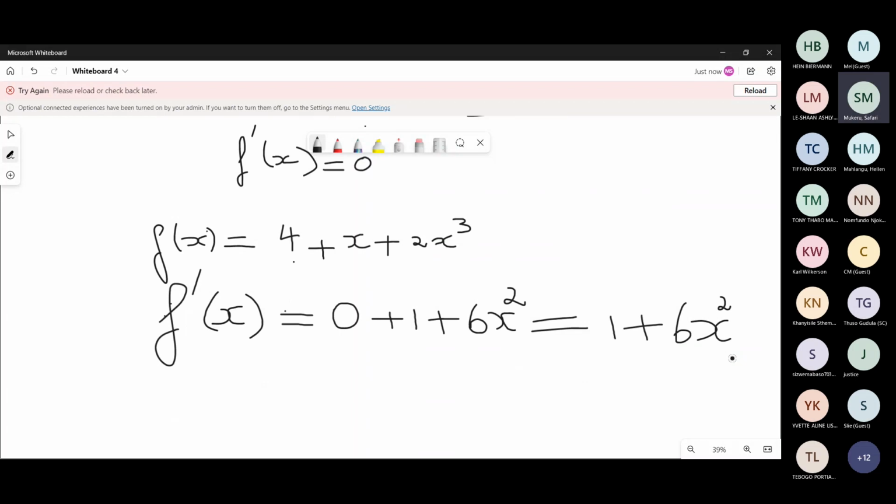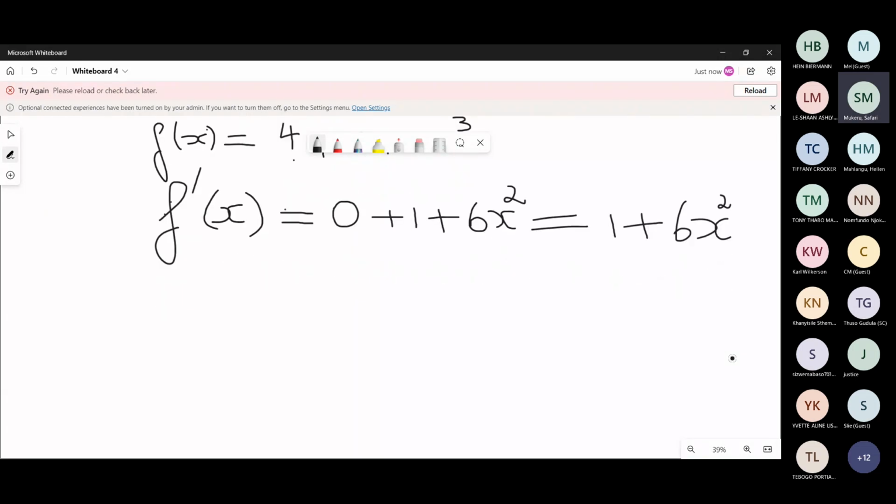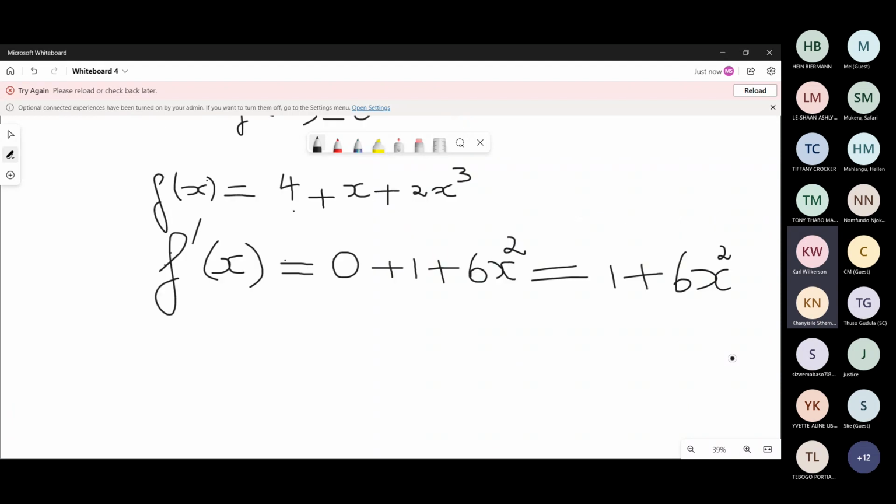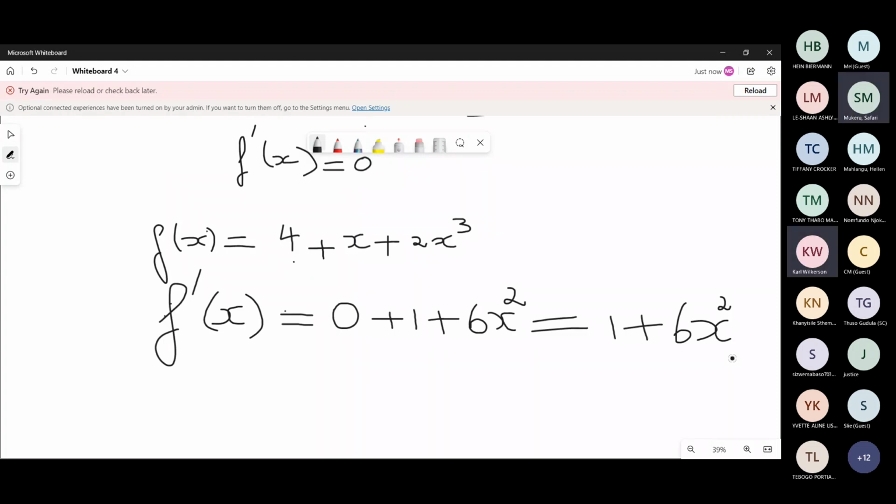Very easy. Sorry, sir? Yes, please. Activity 2 on page 62? Did you change the equation? Yes. Because I see it's supposed to be y is equal to 4 plus x plus 2 square root x. Oh, yeah, sure. I changed the question. Now I'm just checking. But it's fine because we can take that as well.